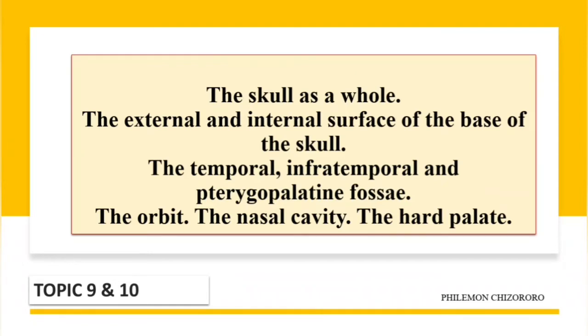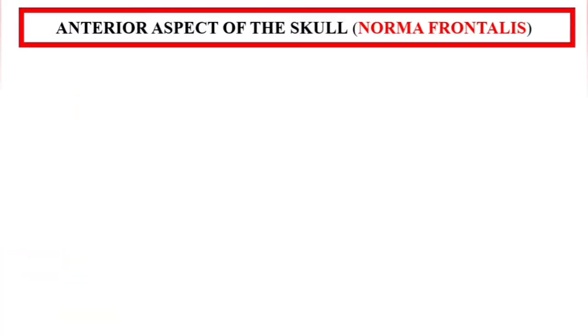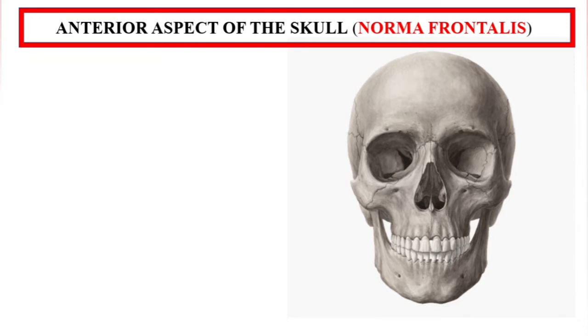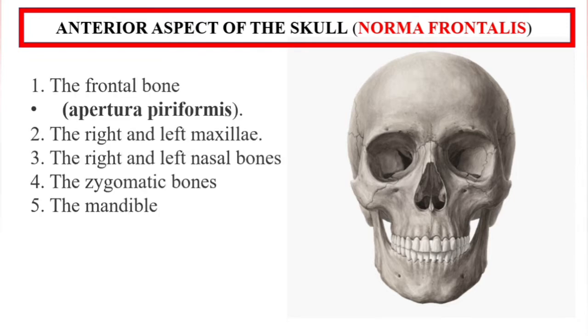So buckle up. This is the anterior aspect of the skull, called norma frontalis. The most part of the forehead is formed by the frontal bone. It's smooth and convex, but going down, you can see that it's interrupted by the eye sockets, the orbit, and the piriform aperture, apertura piriformis. There are also the right and left maxillae, and these form the upper jaw.